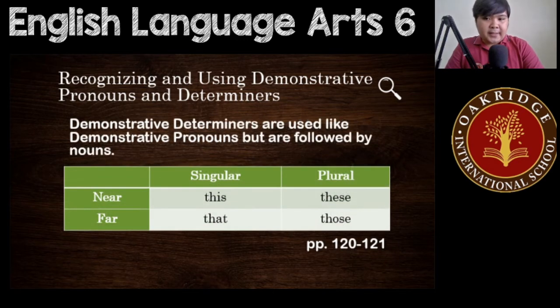The next one is demonstrative determiners. Now, demonstrative determiners are like possessive determiners. Demonstrative determiners are used like demonstrative pronouns, but are followed by nouns, okay? You have a noun after it, the noun that you are trying to point out. Those are the nouns that would follow the demonstrative determiners, okay? And they are used not like pronouns, rather they are used like adjectives. So it's the same thing with demonstrative pronouns, right? We have this, that, these, those, okay? Except that for demonstrative determiners, they should have a noun after them.